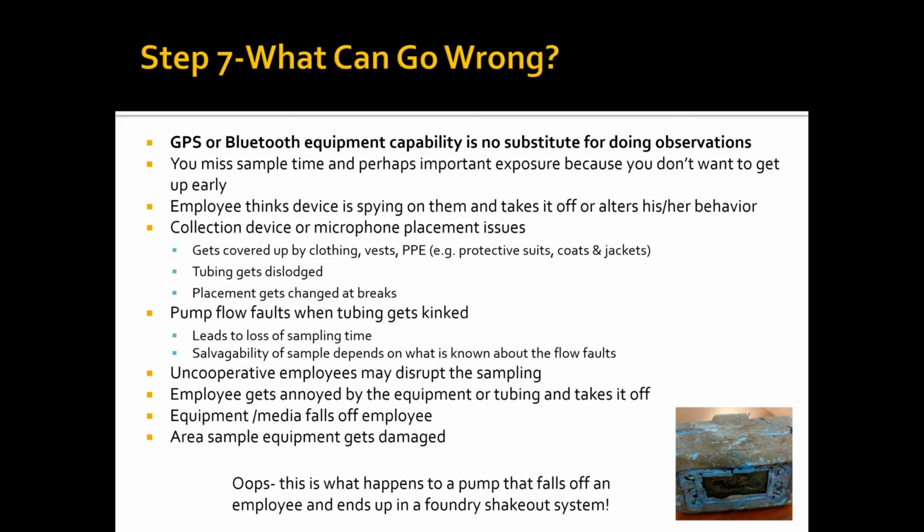This bottom picture is an example of what happens to a Gilian pump that goes through a shakeout in a foundry. It fell off the employee by my next round of checks. He never said anything. Someone comes in and tells me, hey, there's a blue thing going around and around on the turntable, and it was my destroyed pump. So that was an example of just stuff that happens.